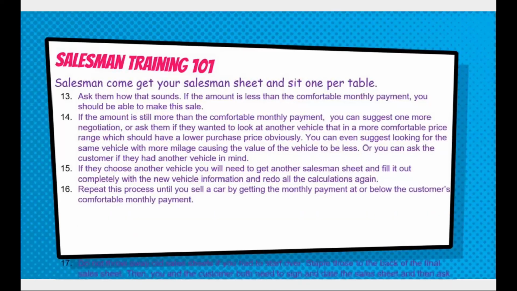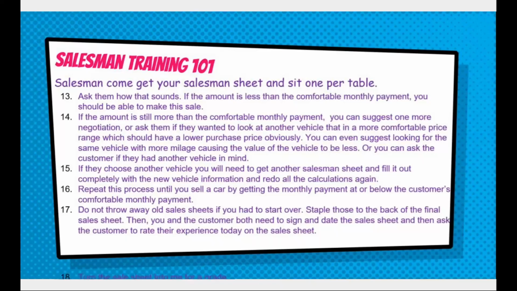Repeat this process until you sell the car by getting the monthly payment at or below the customer's comfortable monthly payment. Do not throw away an old sales sheet if you had to use another one because you had to use a different car. Staple it to the back of the final sales sheet. Then you and your customer both need to sign and date the sales sheet, and then ask the customer to rate their experience today on the sales sheet.